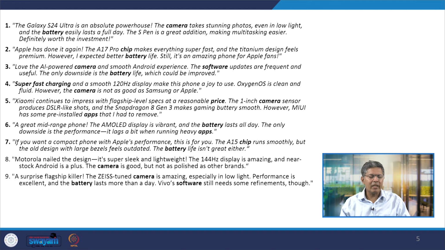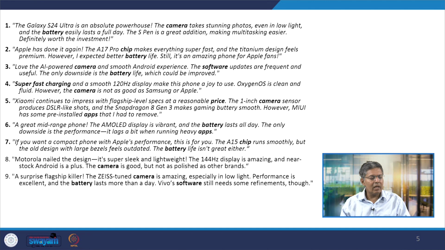Okay. Now, these are some examples, if you can see. These are some examples I have just taken from some review sites, right. There are 9 such points which say, for example, the Galaxy 24 is an absolute powerhouse, the camera takes stunning photos even in low light, and the battery lasts for a full day, right. The S Pen is a great addition, making multitasking easier, definitely worth the investment. So, one review is this.